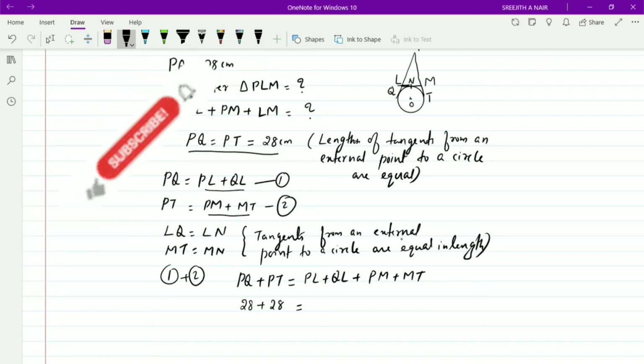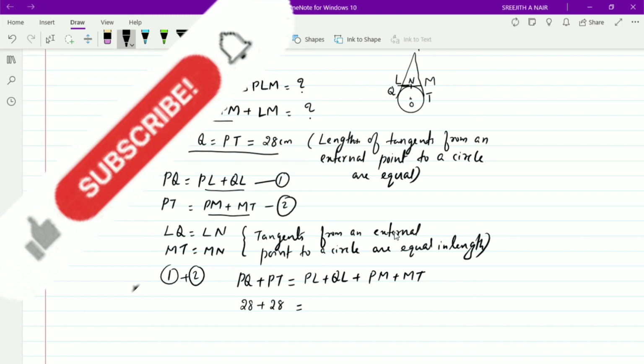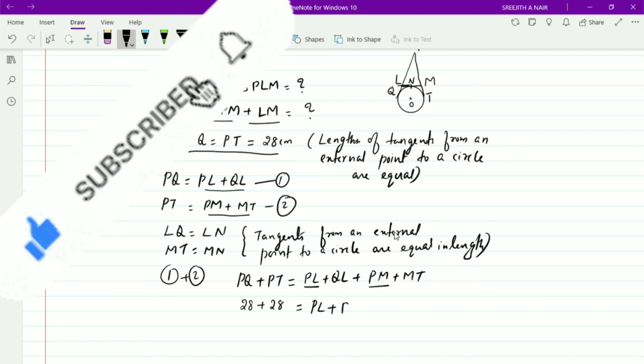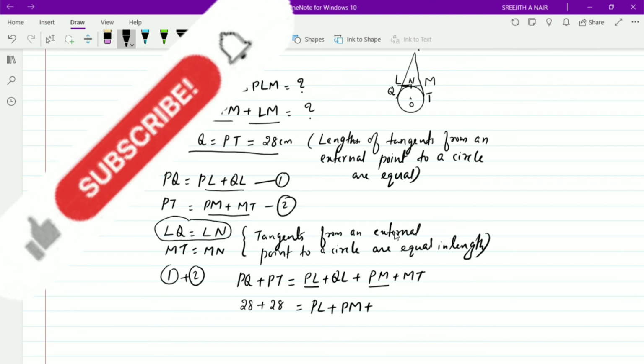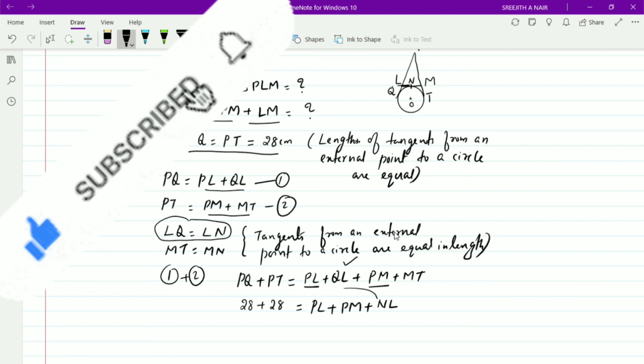What we have to find out? PL plus PM plus LM we have to find out. In this, PL is there, PM is there. So we can write PL plus PM plus QL plus MT. Here you can see QL. That value of QL is what? LN. So in the place of QL we can substitute LN or NL, plus in the place of MT you have to substitute MN.